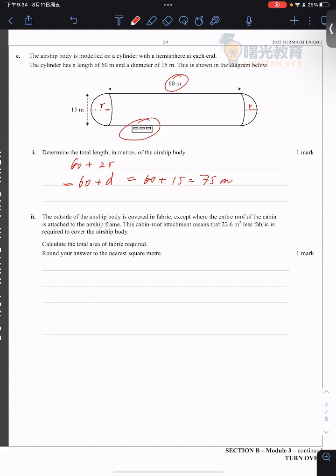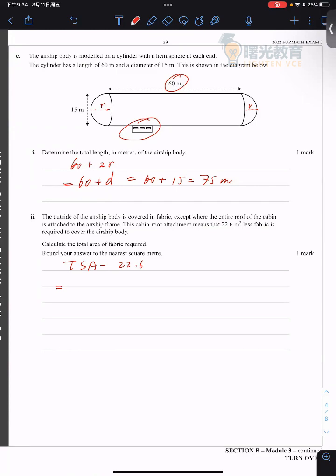So you obviously can see in the bottom, right? The rooftop of this little cabin is attached into the body of the airship. So that part of the area we should not consider. It would be the total surface area minus the 22.6. So what is the total surface area?